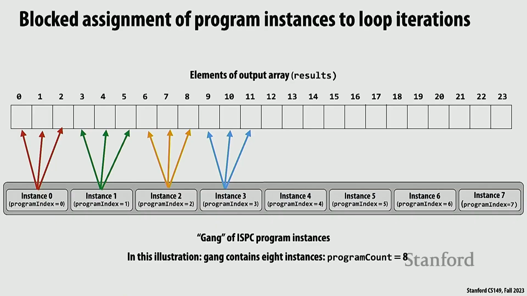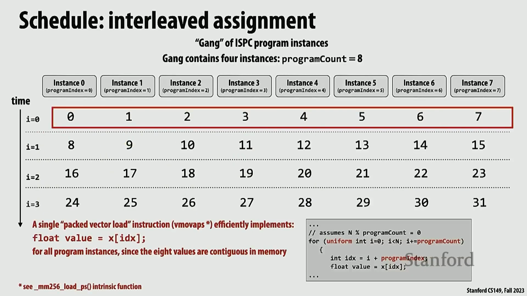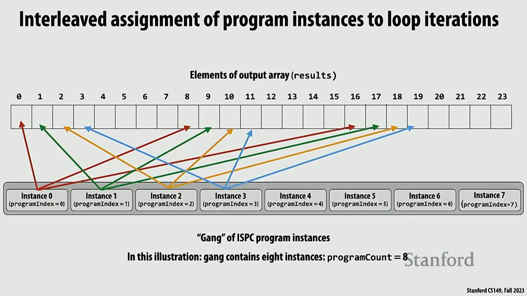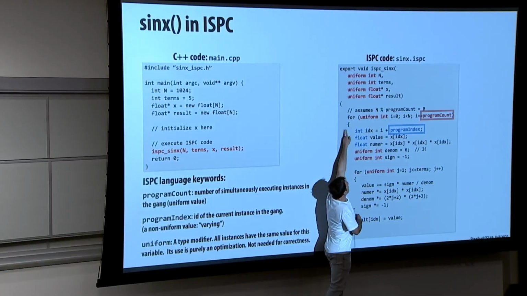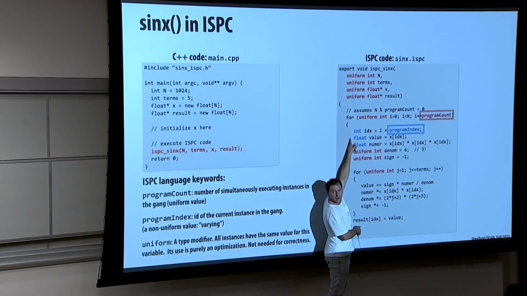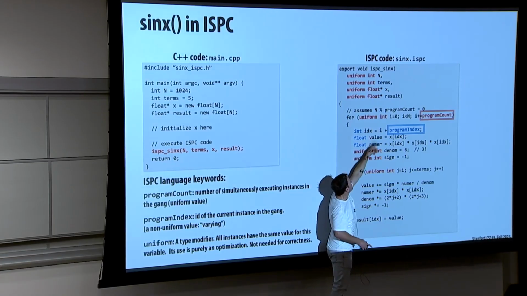And the way I want you to think about how ISPC works is a table like this. So this is iterations of the i loop. Remember, this is i equals 0 to n by programCount. And let's say we have a gang size of 8. Now, if you go back to that code here, every program instance in every iteration of this loop will compute some index.